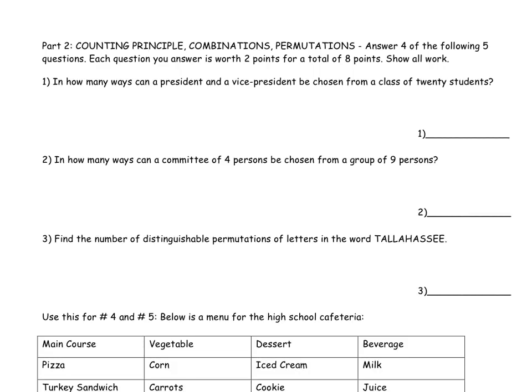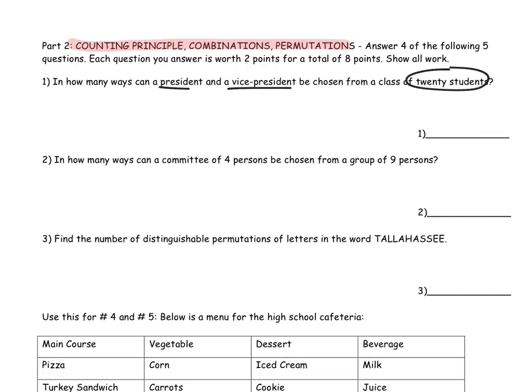Part 2 deals with counting problems, counting principle, combinations, permutations. And for problem number 1, it says, how many ways can a president and a vice president be chosen from a class of 20 students?